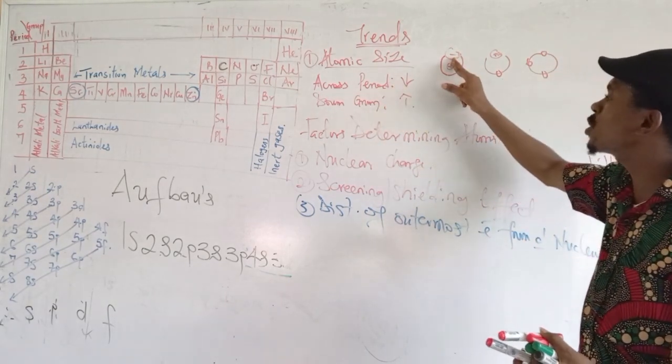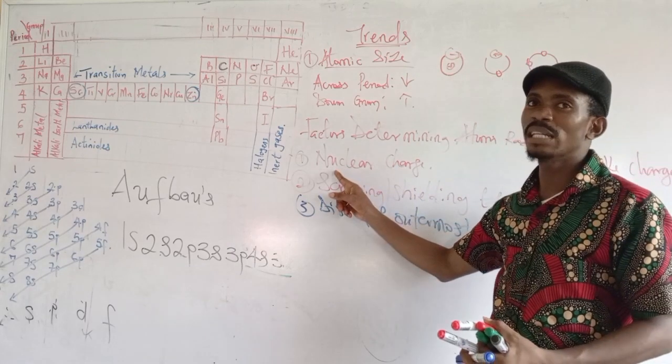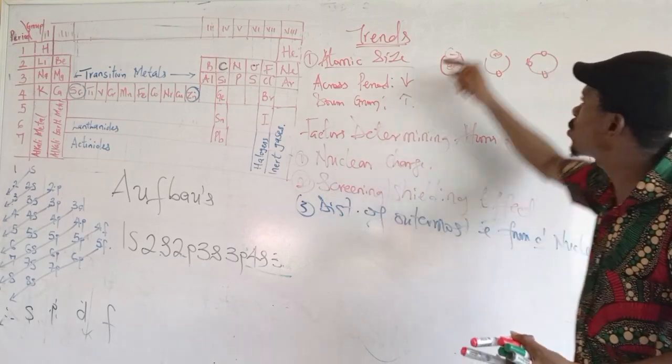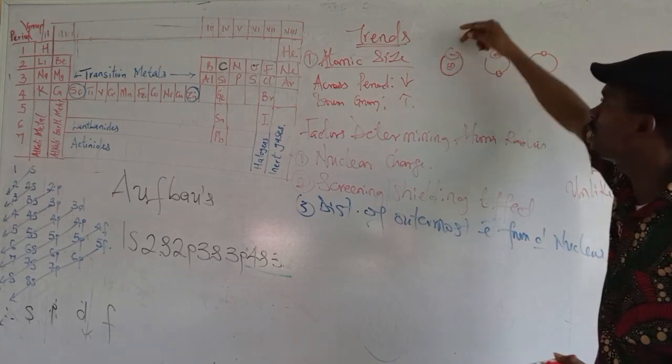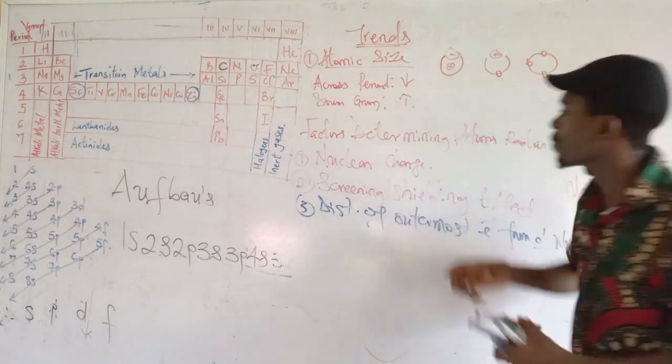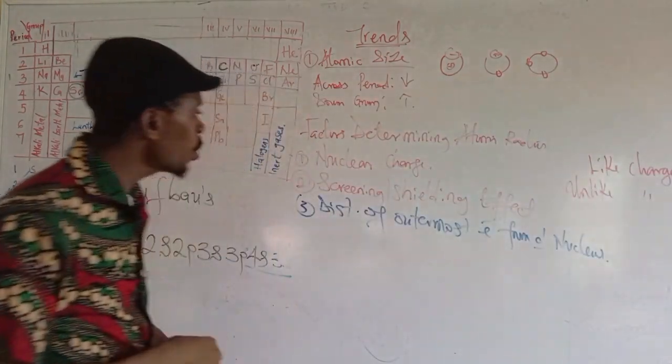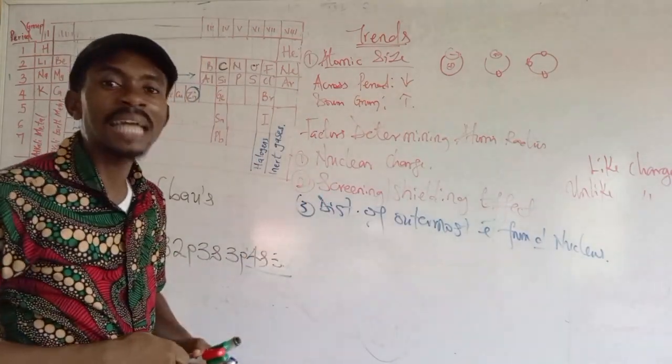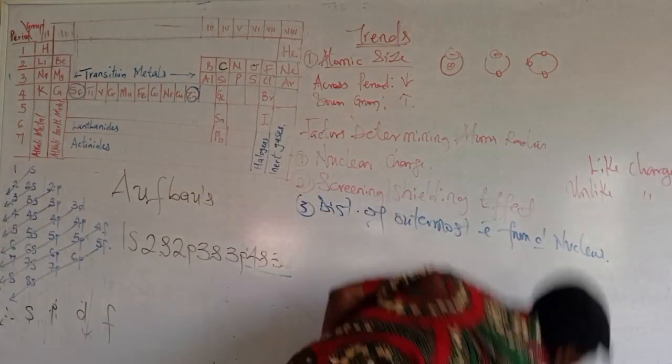Now that pull I just mentioned is due to the nuclear charge. That nuclear charge is what exists between the negative and the positive. So there's a charge difference. So the charge now will be pulling them together. This is one. Then the screening effects. This one comes into play when we are discussing down the group. So let's see down the group.